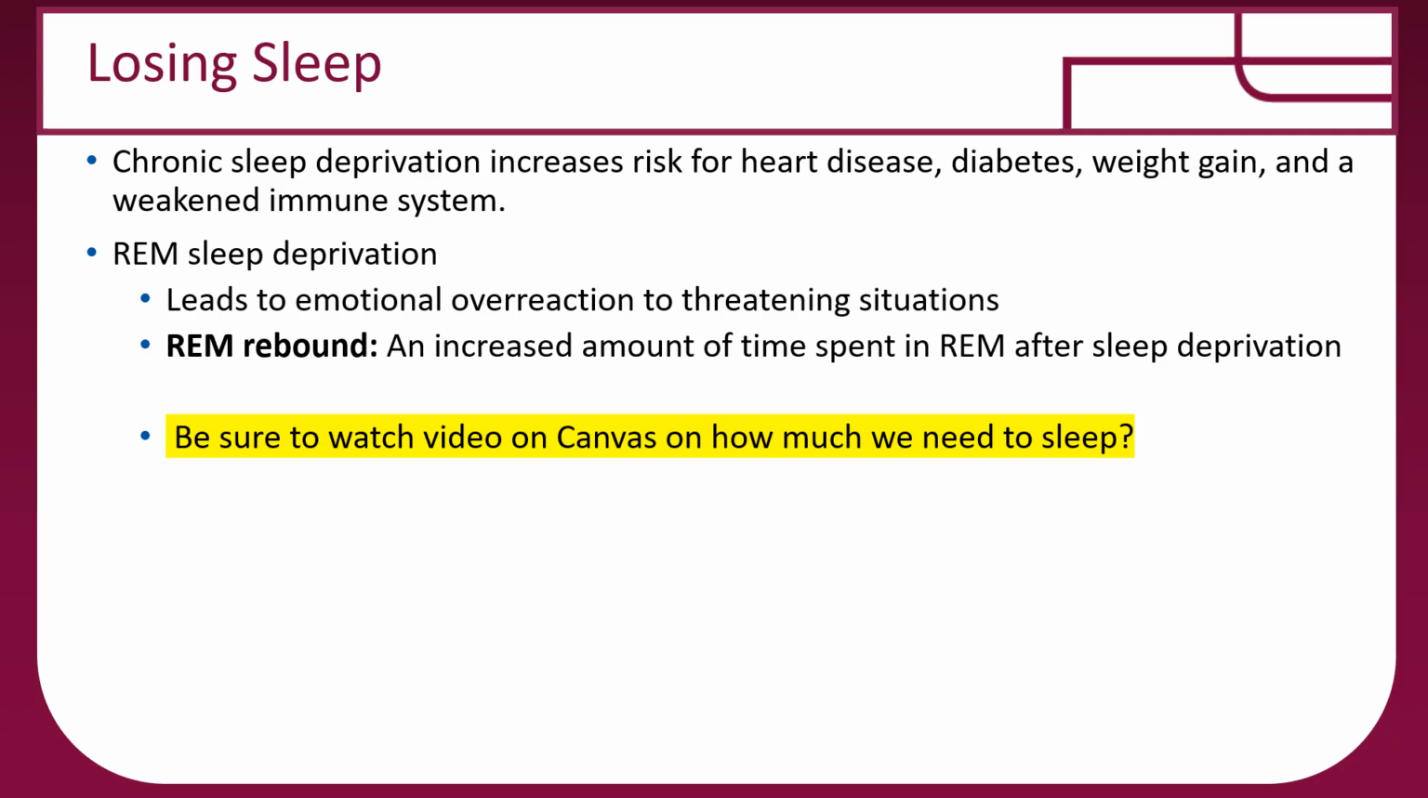Wake up, right? And then you let them go back to sleep, and they go to stage 1, stage 2, stage 3, back to stage 2. Before they get to the REM, you wake them up. So in that way, they can sleep for 8 hours, but they never get REM sleep. And what we can see is it leads to an emotional overreaction to threatening situations.